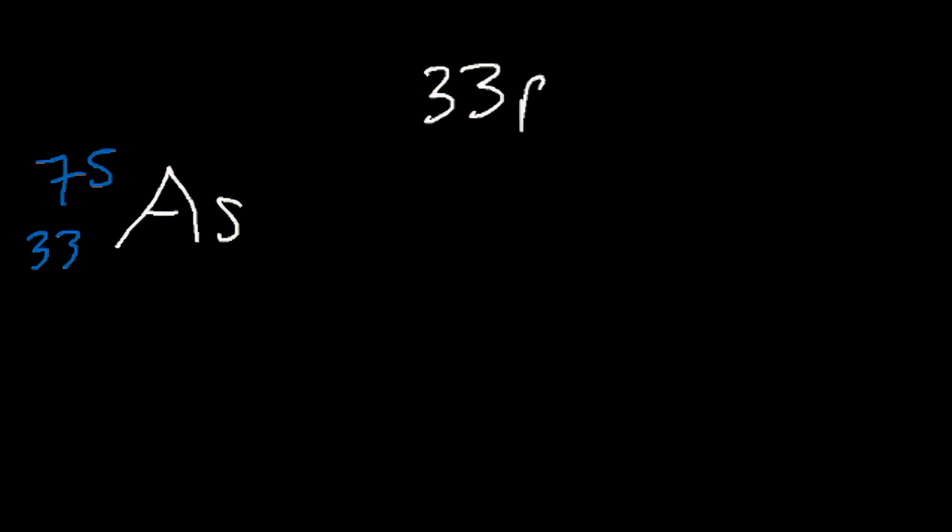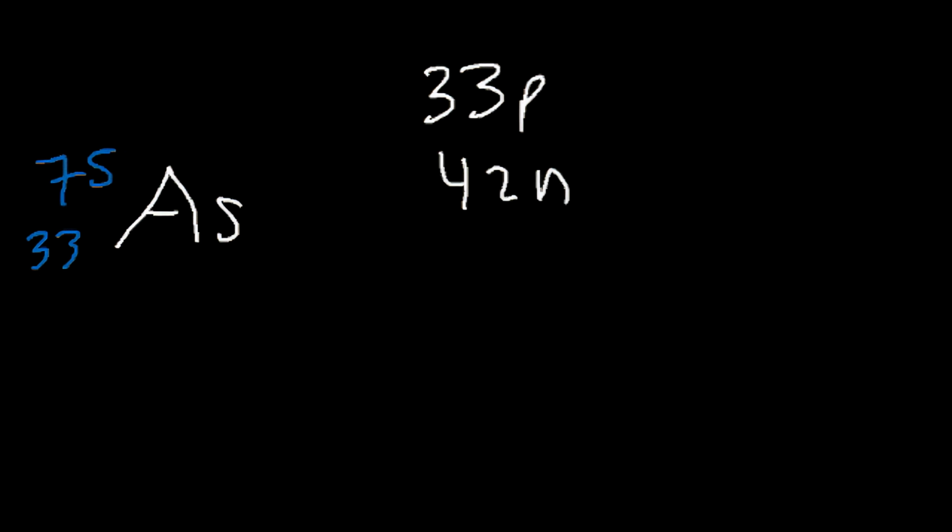Consider arsenic, which has an atomic number of 33 and a mass number of 75. How many protons, neutrons, electrons, core electrons, and valence electrons are found in an atom of arsenic? So because the atomic number is 33, arsenic has 33 protons. The number of neutrons is the difference between 75 and 33. 75 minus 33 is 42. So arsenic has 42 neutrons.